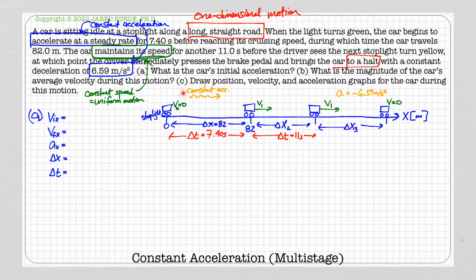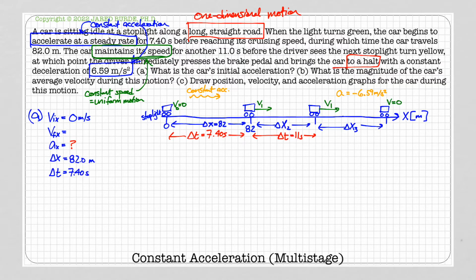We know that the car is initially stopped at a stoplight, so we know that its initial speed is going to be 0 meters per second. We don't know the acceleration. That is what we are trying to find. We do know the distance that the car travels during that period of acceleration. And we do know the amount of time that it takes for us to achieve that change in speed.